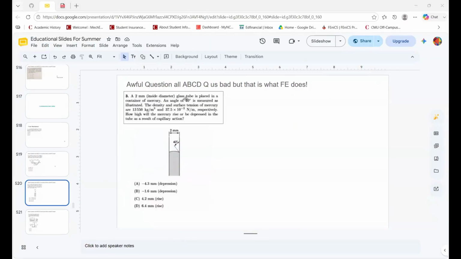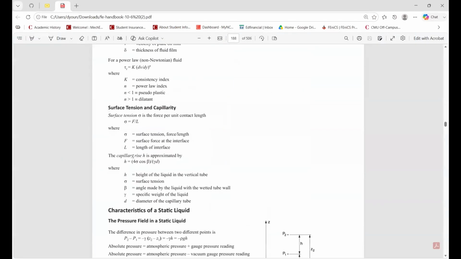A 2 millimeter inside diameter glass tube is placed in a container of mercury at an angle of 40 degrees, as illustrated. The density of the mercury is 1355 and the surface tension is 37.5 times 10 to the negative 2 pascals, respectively. How high does the mercury rise or be depressed in the tube as a result of capillary action? So this is kind of obvious what you're supposed to do. You're supposed to do capillary rise over here, and just plug and chug.